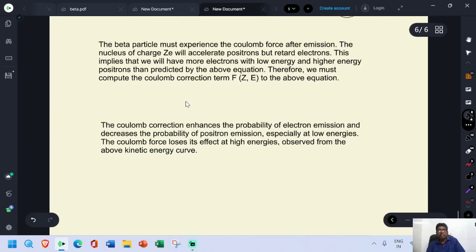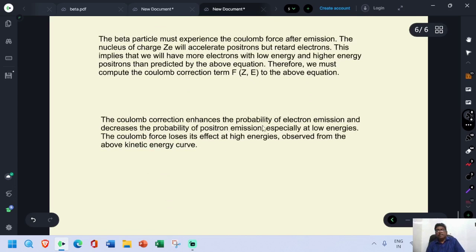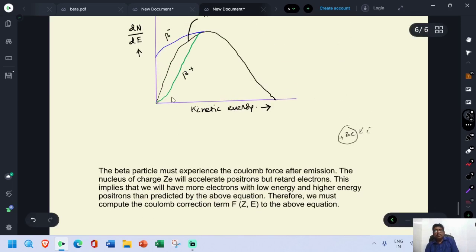We carried out the same. The Coulombic correction enhances the probability of electron emission and decreases the probability of positron emission, especially at low energies. The Coulombic force loses its effect at high energies, as observed from the above kinetic energy curve. See this curve. Only in the low kinetic energy region does the Coulombic effect take place, its vital role. At high energies, there is no Coulombic effect. This is for positron, this is for electron.